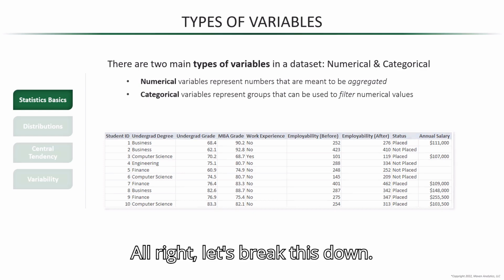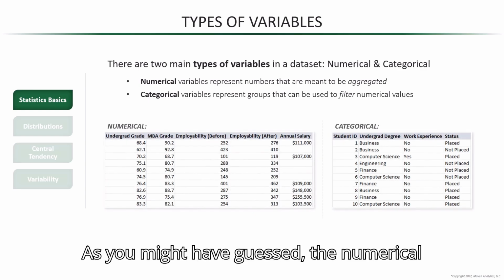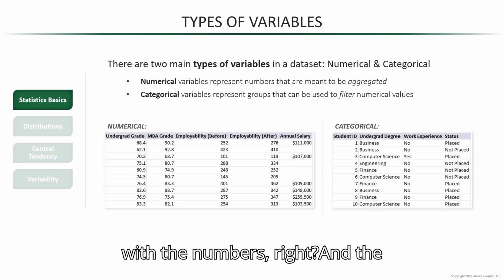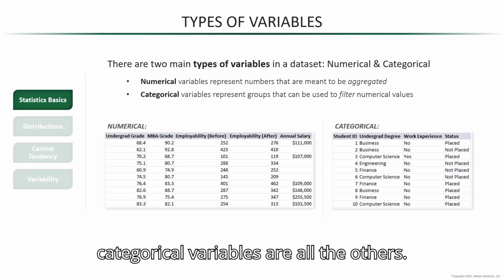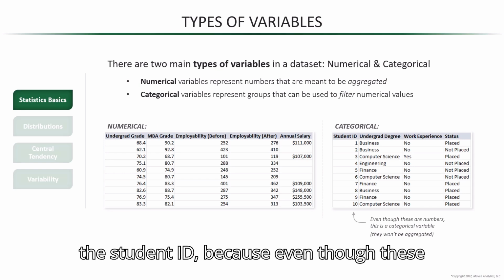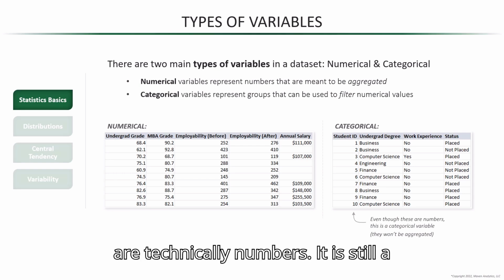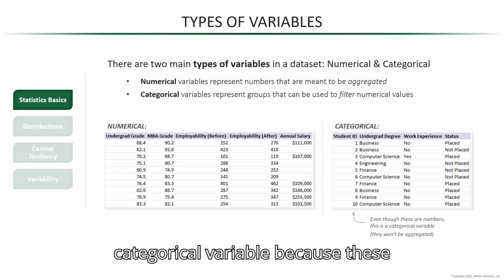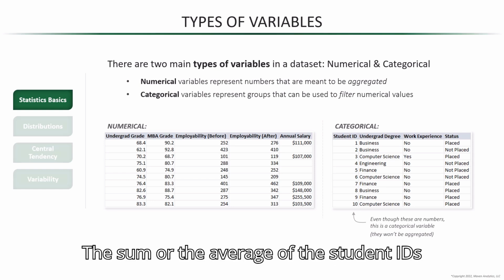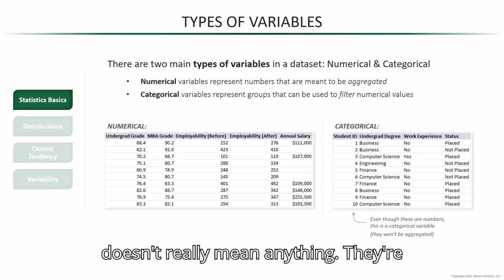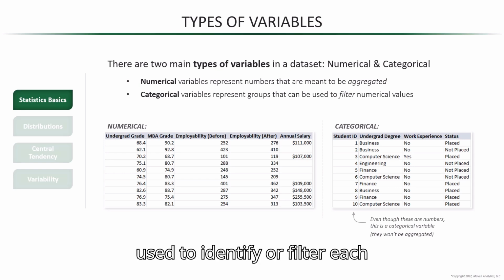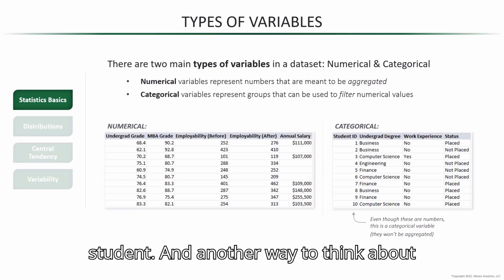All right, let's break this down. As you might have guessed, the numerical variables are all of these on the left with the numbers, right? And the categorical variables are all the others. Now, we do have this curious exception in the student ID because even though these are technically numbers, it is still a categorical variable because these numbers aren't meant to be aggregated. The sum or the average of the student IDs doesn't really mean anything. They're ultimately just numerical labels that are used to identify or filter each student.